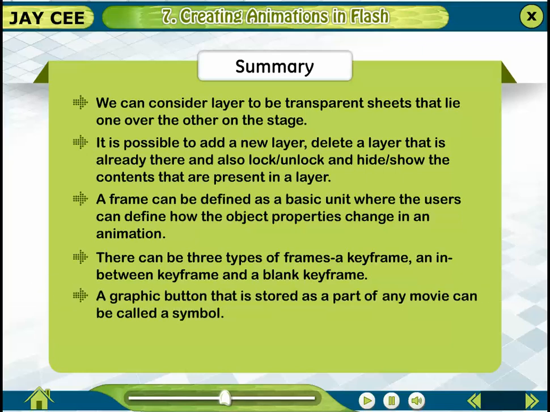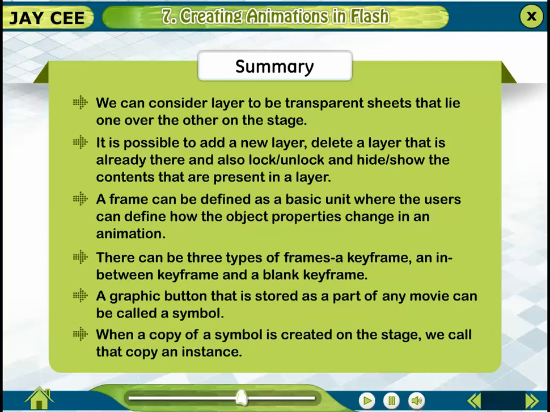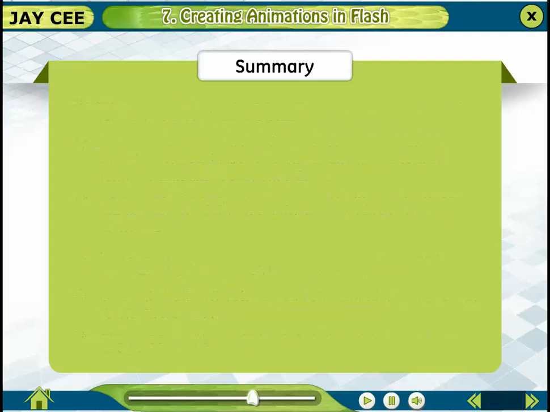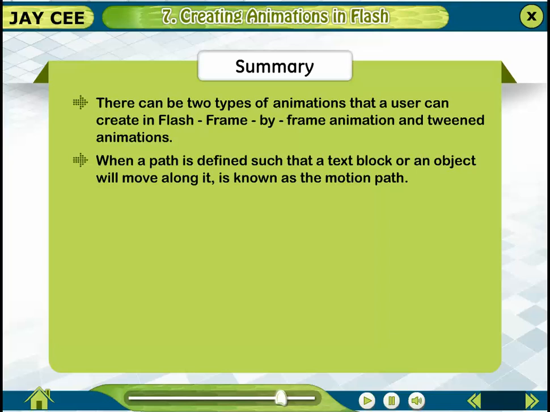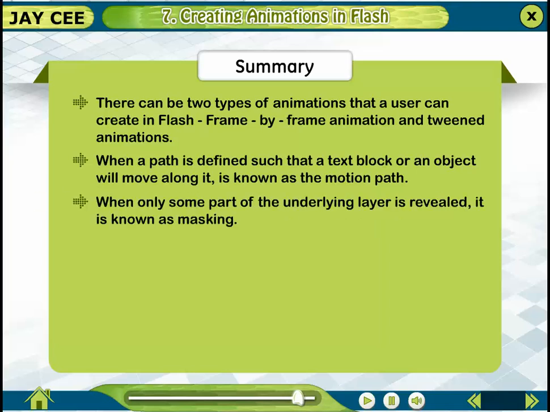A graphic button that is stored as a part of any movie can be called a symbol. When a copy of a symbol is created on the stage, we call that copy an instance. There can be two types of animations that a user can create in Flash: frame-by-frame animation and tweened animations. When a path is defined such that a text block or an object will move along it, it is known as the motion path. When only some part of the underlying layer is revealed, it is known as masking.